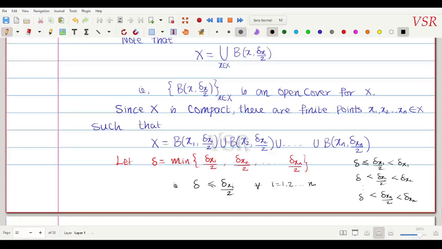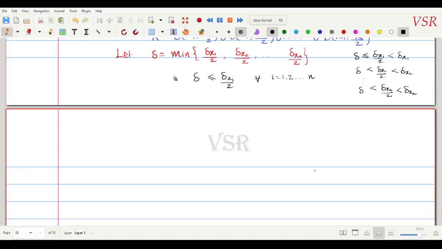Now we claim: once this delta is obtained, whenever the distance between p and q is less than delta, the distance between f of p and f of q is less than epsilon. Note that p and q are not connected to this delta in any way; these are all independent of your delta. In other words, delta is independent of p comma q.